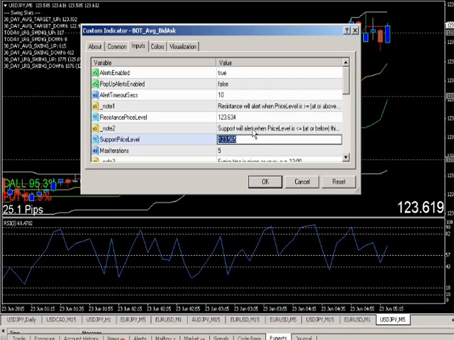And over here we saw on the broker we saw 123.577. So I'd put a little something on that. Let's say 123.581.